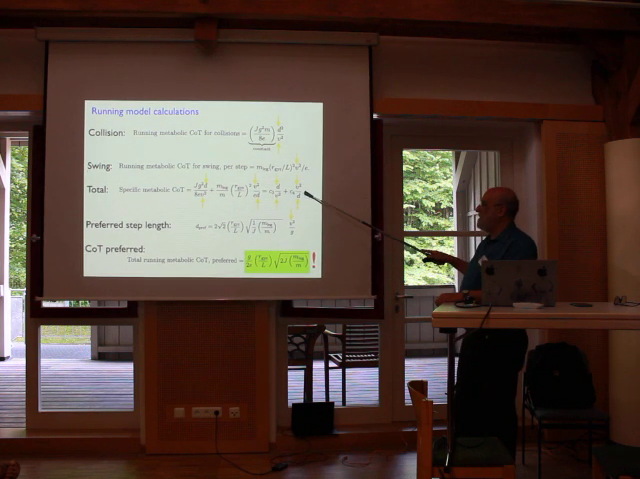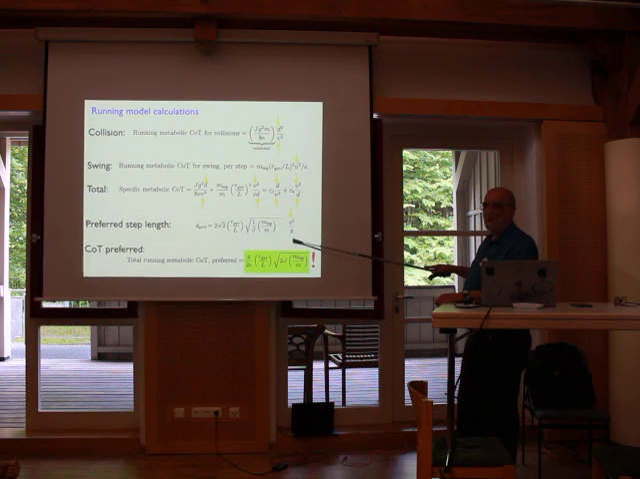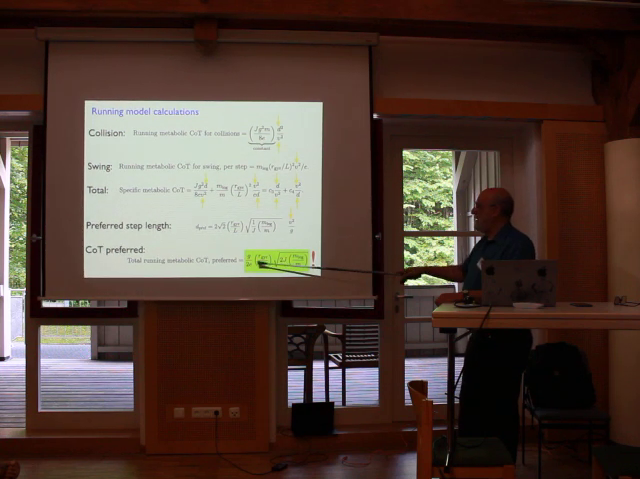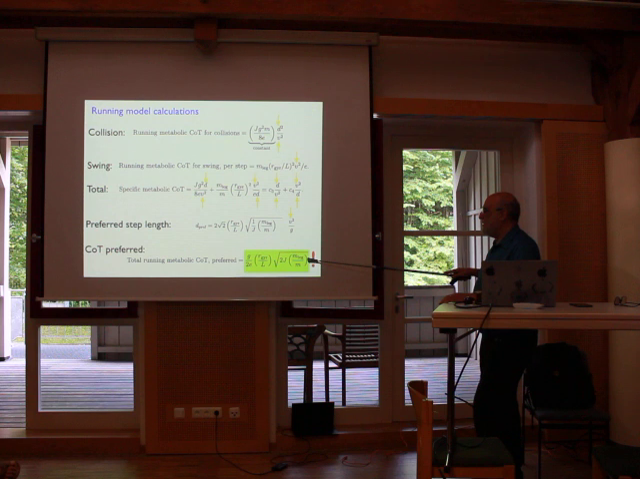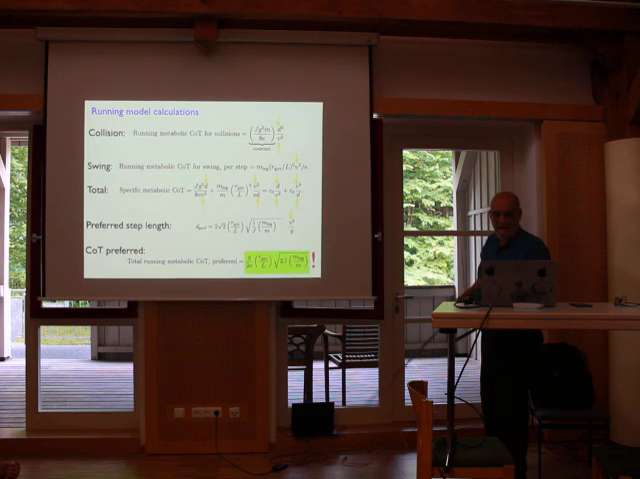So when you differentiate to minimize it, you get a different step length as a function of speed and gravity, and then you take the total metabolic cost, and it looks like this. And it has gravity in it, whereas walking did not. But it doesn't have speed in it. So that's the result.